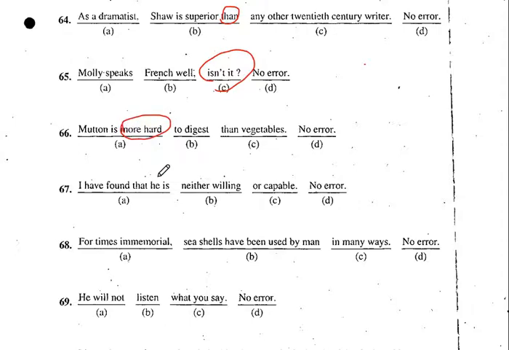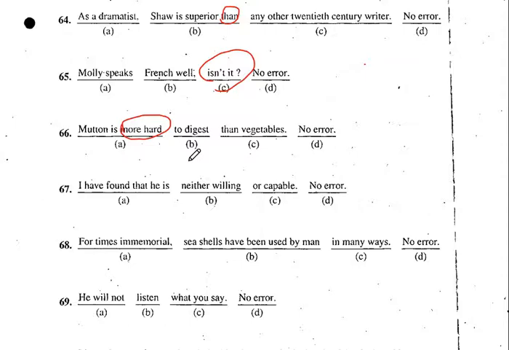Okay, more beautiful, more preferable. Whenever the adjectives are longer ones. But hard is a very short one. So in that case, we don't have to use more. Then what will come? Harder. So what should come? Harder should come. So mutton is harder to digest than vegetables.